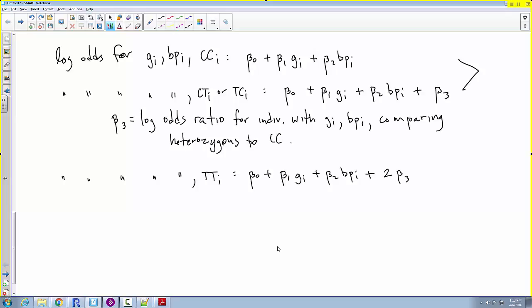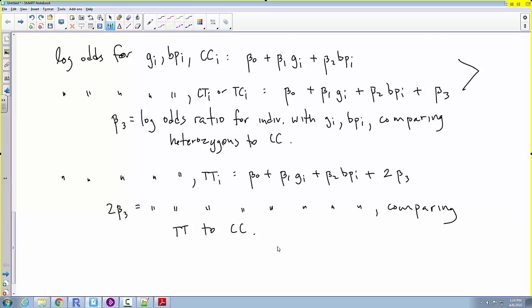Because for this genotype, X was coded to be equal to 2. That means that 2 times beta 3 is the log odds ratio, holding gender and blood pressure constant, comparing heterozygous or homozygous T to homozygous C. Beta 3 is the heterozygous effect. 2 times beta 3 is kind of the homozygous effect.